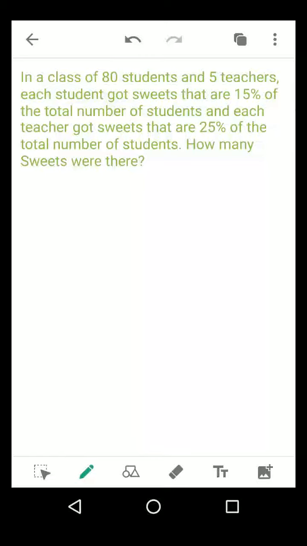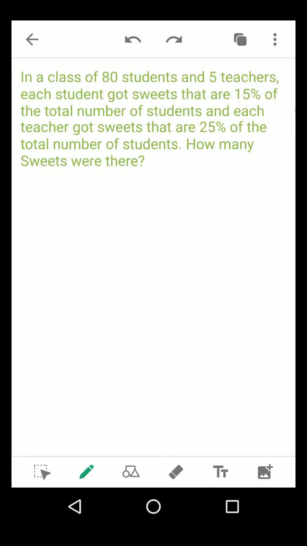Let's move to the next question. This is the same as the previous one. In a class, 80 students and 5 teachers are there. Each student got sweets that are 15% of the total number of students, and each teacher got sweets that are 25% of the total number of students. How many sweets are distributed? Same type of question, we need to solve in the same manner.